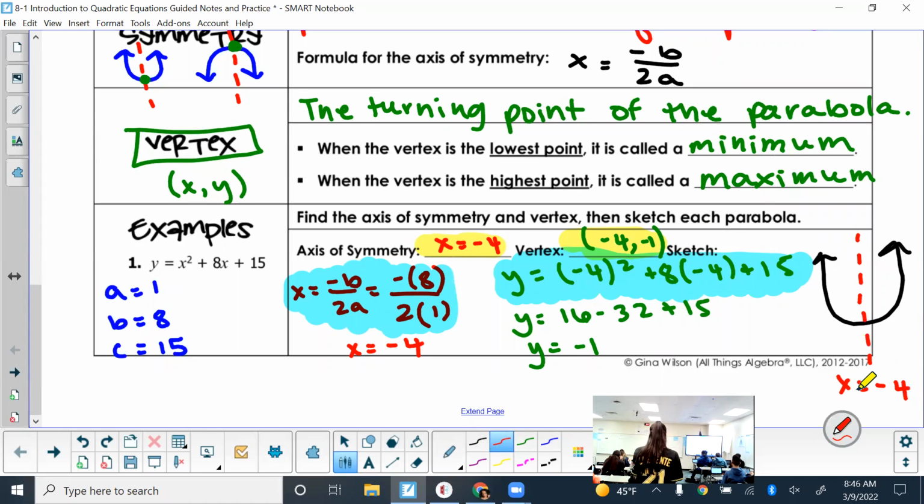Where would the vertex be on this picture? It would be in the middle as well. And since it's a positive parabola, it'd be at the lowest point. So where the parabola starts to turn. So put the dot for the vertex and label it. And that's what will satisfy the sketch part for your practice. So questions about that?